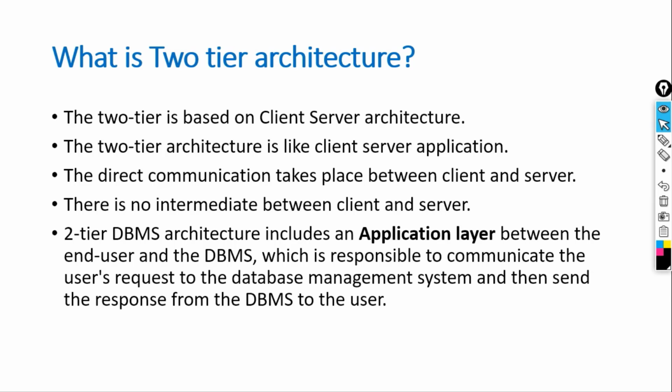Let me repeat once again, this is a very important point. The two-tier database management system architecture includes an application layer between the end user and the database management system, which is responsible to communicate the end user request to the database management system and then send the response from the database management system to the end user. Let me help you see what that point is telling.